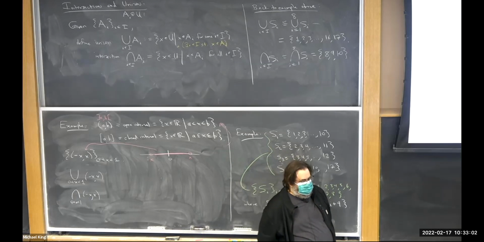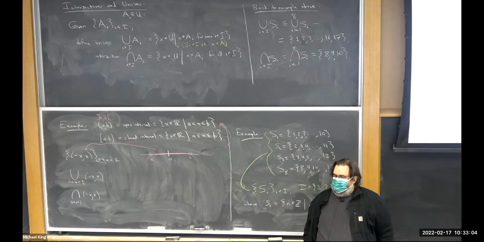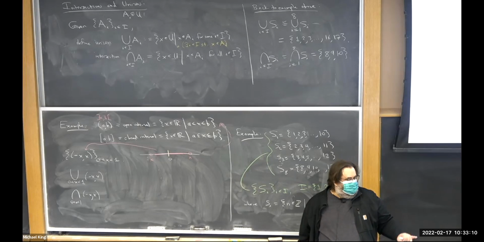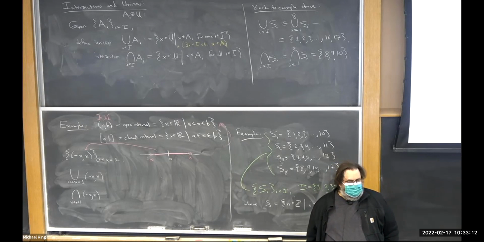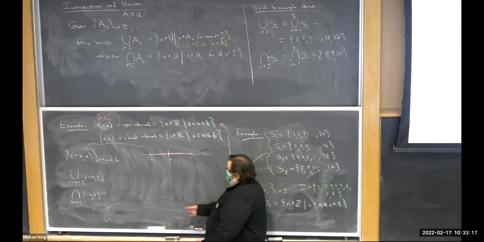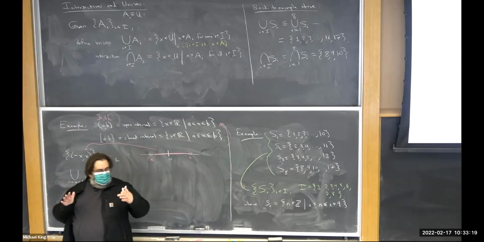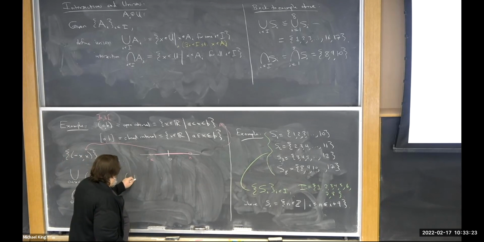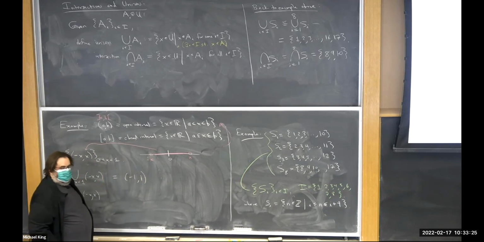Do people have answers? What's the union? Would it be the set -1, the open interval or the closed? The open interval. Yeah. I think these are all growing, right? These are all inside the ones bigger than them. So this is just -1 to 1, that interval.